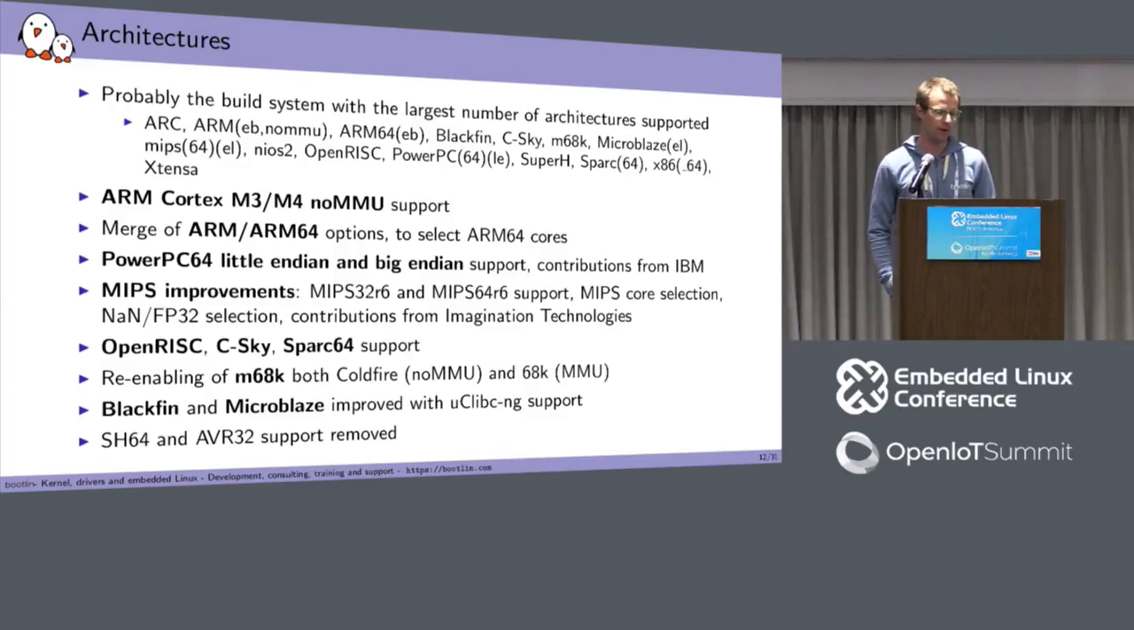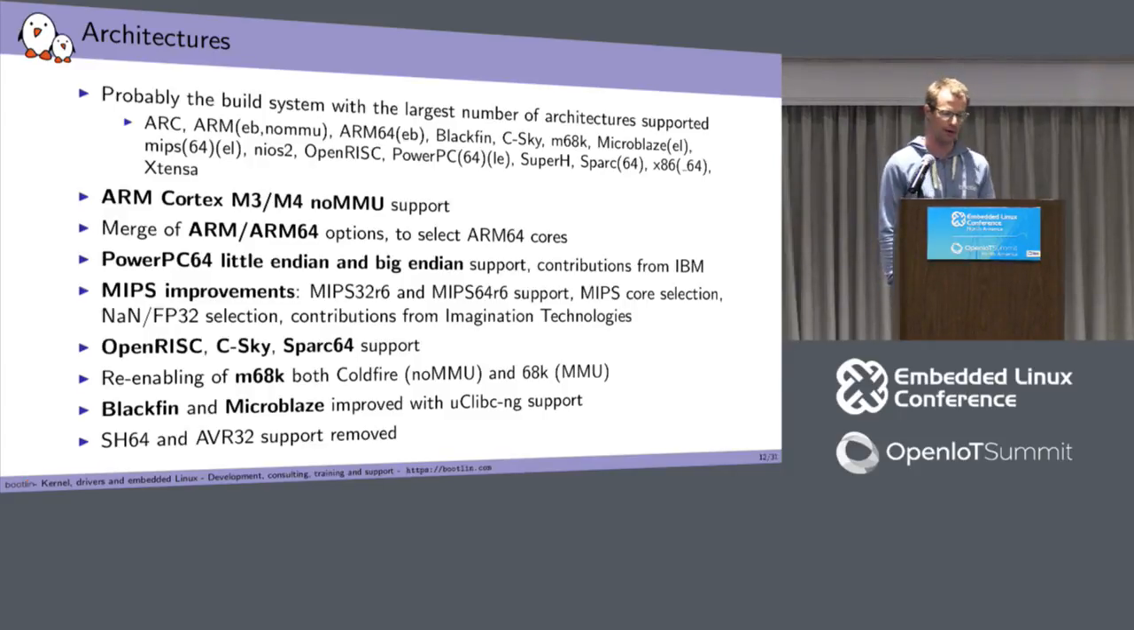We've got a lot of work from IBM done on PPC64, big endian and little endian support, so it's nice to see contributions from the manufacturer directly. MIPS has been improved quite a bit as well by Imagination, but activity has reduced recently due to, obviously, Imagination changing its strategy a little bit. We've added OpenRISC, CSKY, and SPARC64 support, and a bunch of other architectures have been improved.